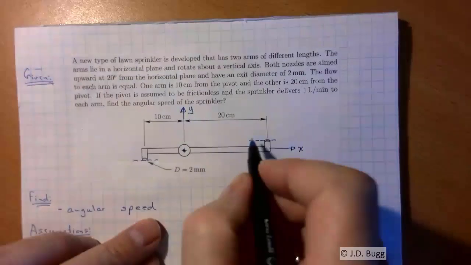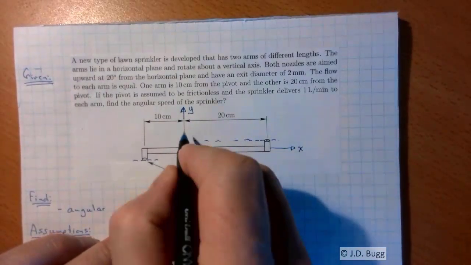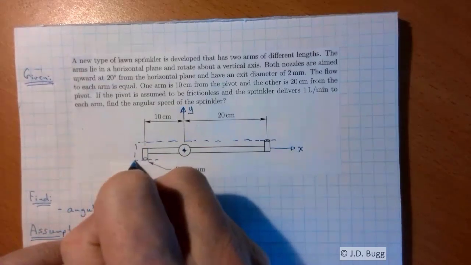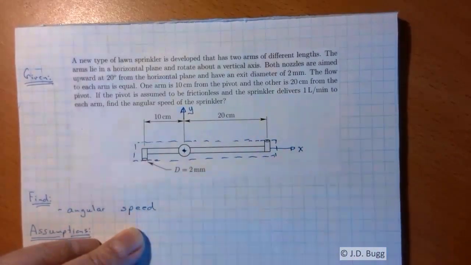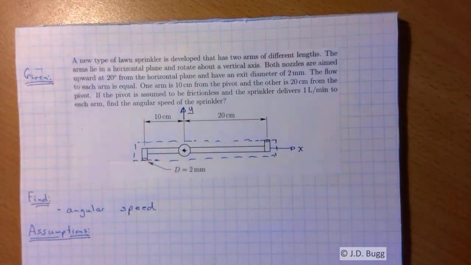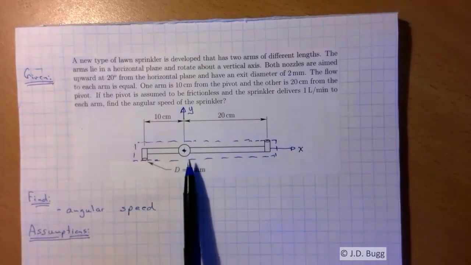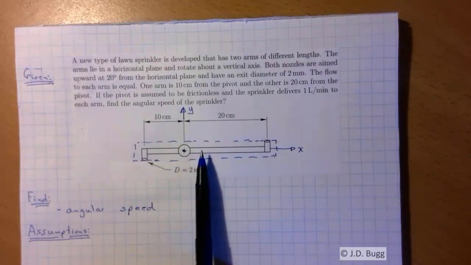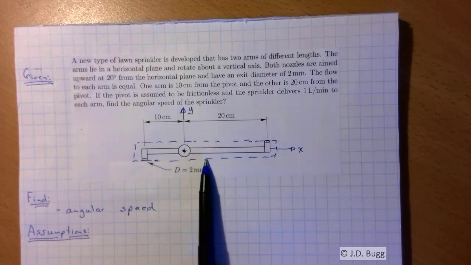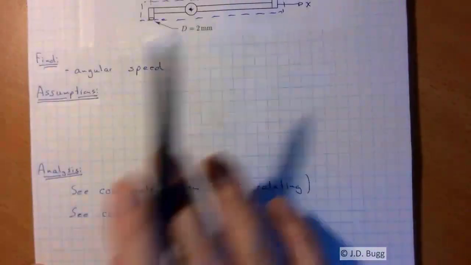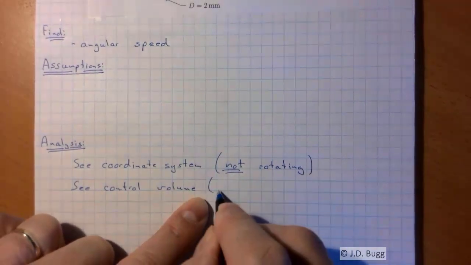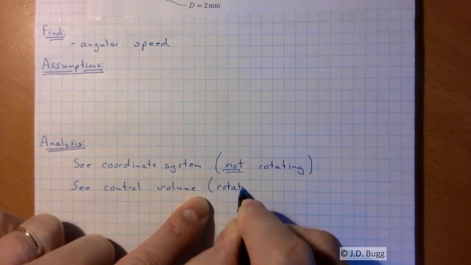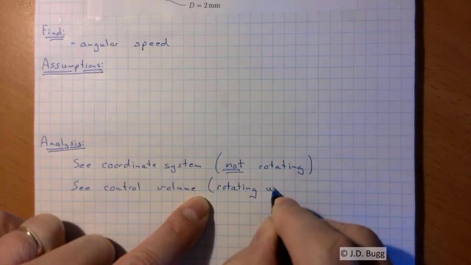Realize the rest of the control volume doesn't really matter how I draw it because nothing's happening on most of this surface. So I draw the control volume like that. Now, this control volume is rotating with the arm. The coordinate system is not, but the control volume is. We'll see the implications of that decision as we're working with our equation. So we make a note here: rotating with sprinkler.